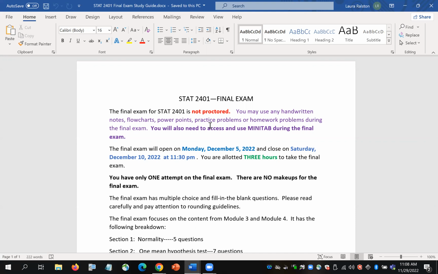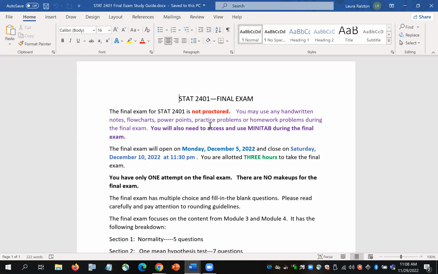You will need to access Minitab during the final exam. The final exam is scheduled to open Monday, December the 5th. It'll open at midnight, and it will close on Saturday, December the 10th at 11:30. I have it set to allow you 3 hours to take the final exam. However, if it takes you longer, you're not going to be cut off at the 3-hour mark, okay? Because I know entering the data takes time. If it takes longer, it's fine.